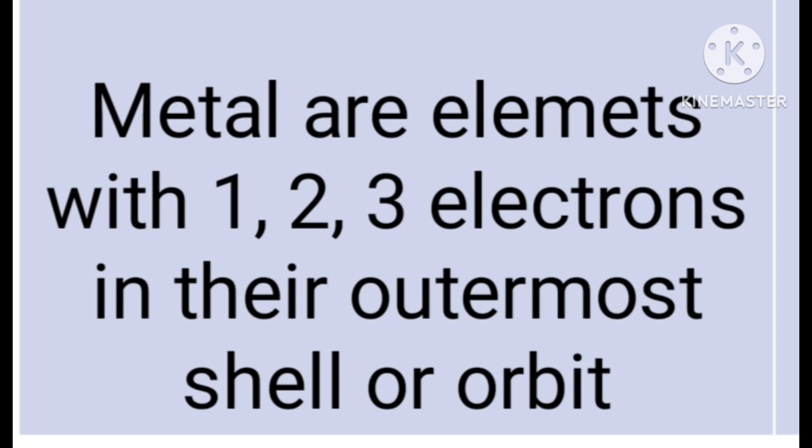From the same table, you can also explain metal, non-metal and metalloids. See how. All metals are elements which have 1, 2 or 3 electrons in their outermost orbit or shell. It means they have a tendency to give electrons. It is easy for them to give 1, 2 or 3 electrons instead of taking 5, 6 or 7 electrons. That's why metals are electropositive, because they have a tendency to lose electrons.